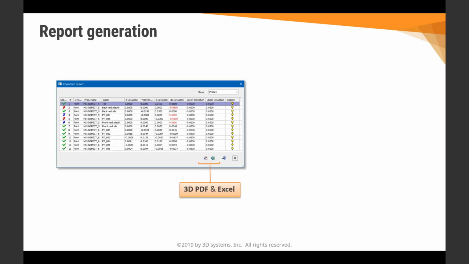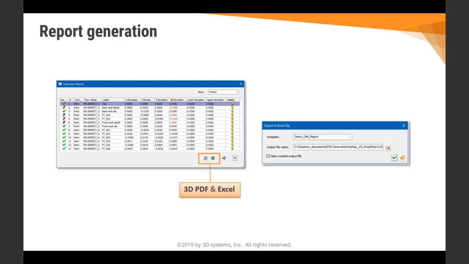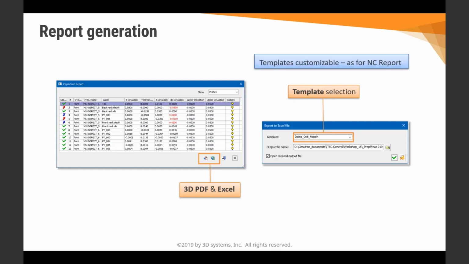For report generation, we have two options, 3D PDF and Excel. Once you click on either of them, you have this dialog opening. In the top drop-down, you select the template. The templates, as I said at the beginning, are customizable the same way as we customize the NC report. It is working exactly the same under the same rules. In the other field, you define the name of your report and the destination.